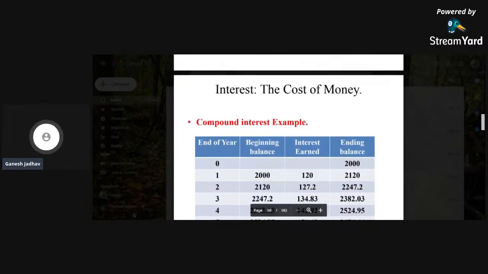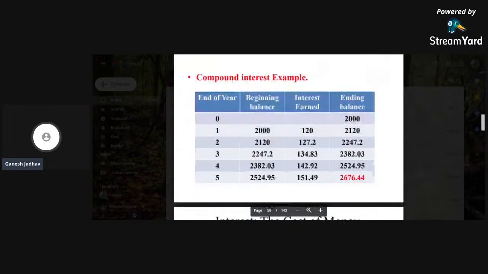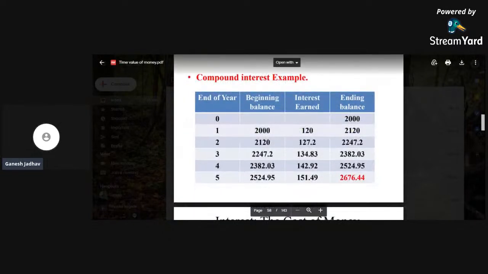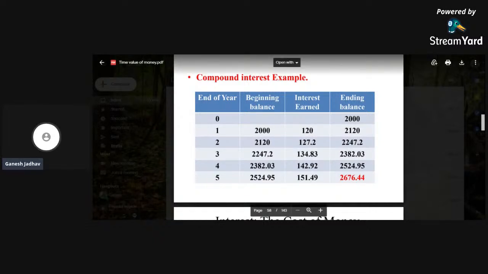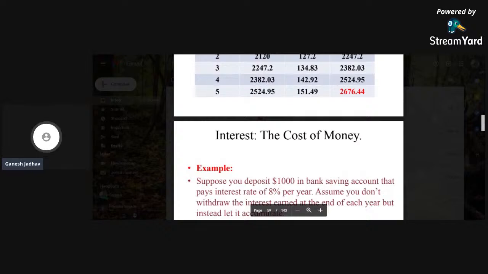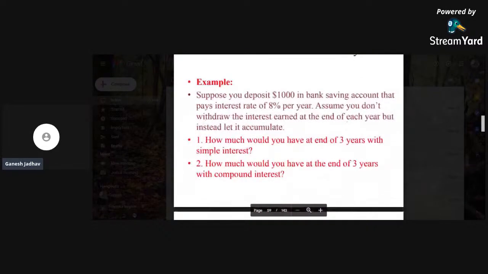So this is the chart table. We have to see how to verify the interest as per the year. In simple interest, the interest is constant, but in compound interest it varies because it is interest on the interest. So we move toward another example.